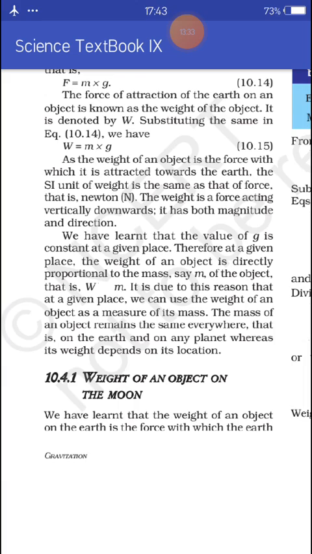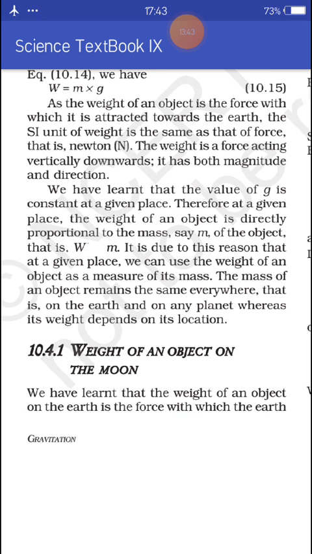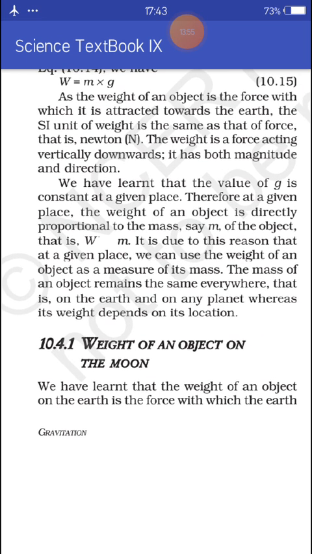Substituting the same in the equation, we get equation 10.4. So we write W is equal to m into g, as the weight of an object is the force with which it is attracted towards the earth. The SI unit of weight is the same as that of force, that is, Newton. The weight is a force acting vertically downwards. It has both magnitude and direction.